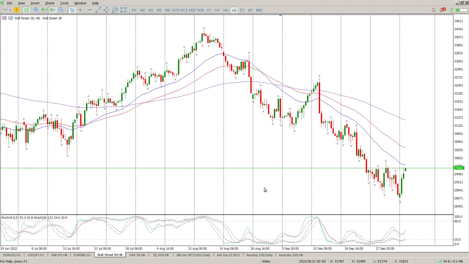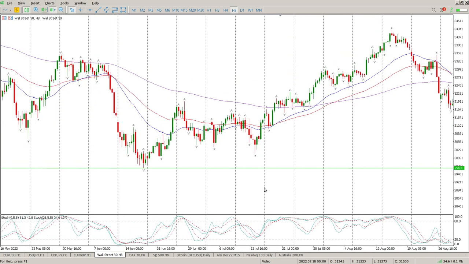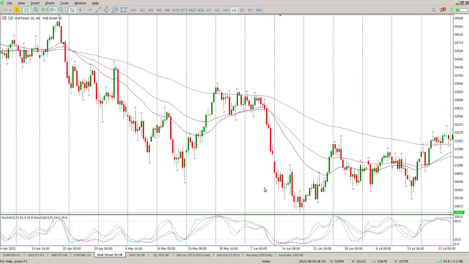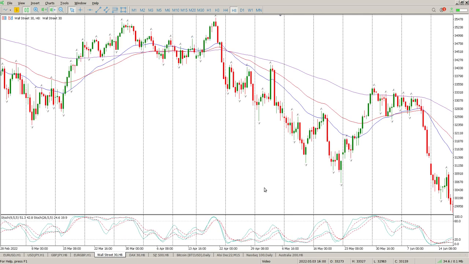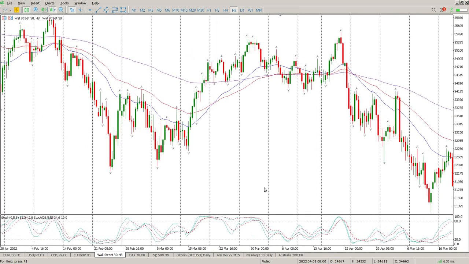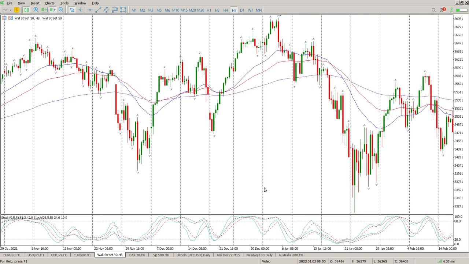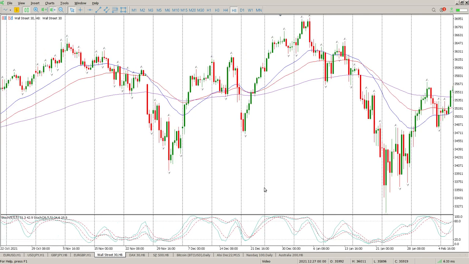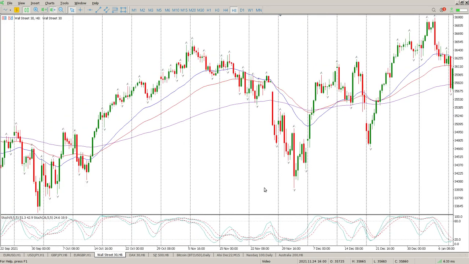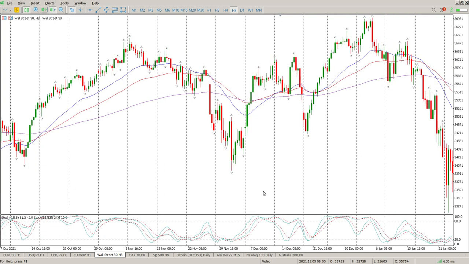Same thing happens when we are on the top as well. If we can find one recently, I think there's a better one on the DAX. There's quite a few on the DAX, and I think we will cover that on the DAX as well. There we go. So you can see here, oscillators are moving down, price is moving up.